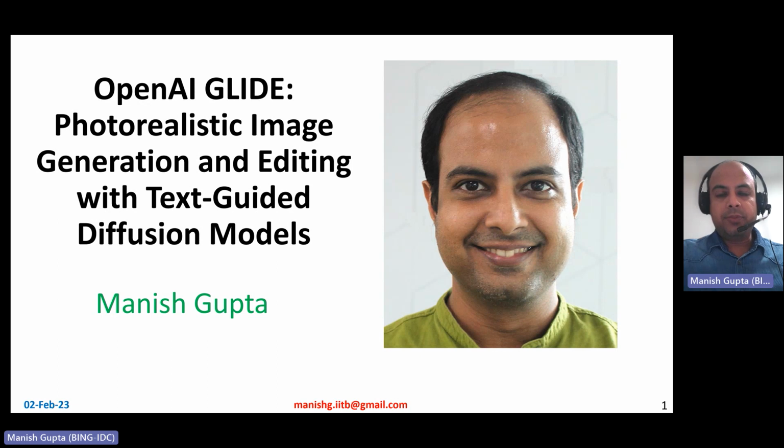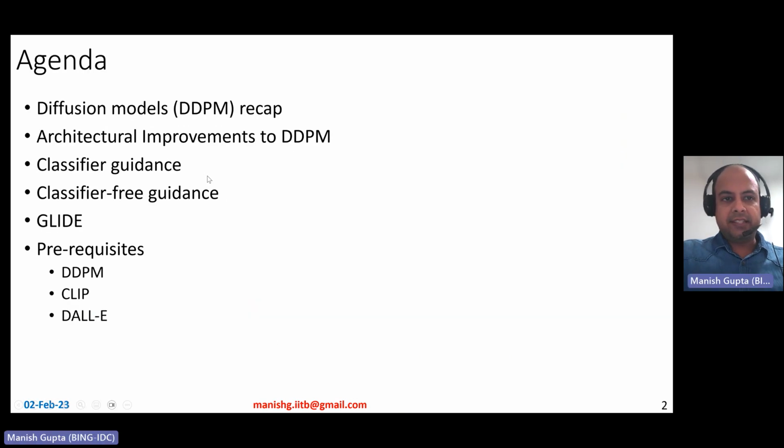Hi, my name is Manish Gupta, and in this video, I'm going to talk about OpenAI Glide, which is for photorealistic image generation and editing with text-guided diffusion models. So let's get started. In this video, this is the agenda.